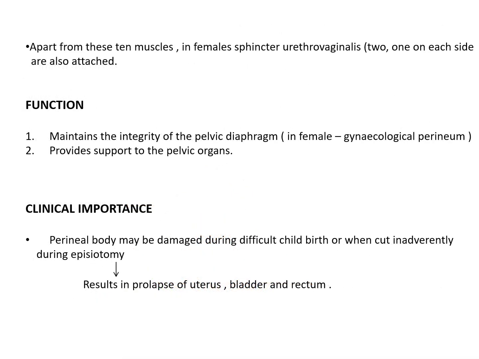Apart from these 10 muscles indicated in the males, in females the sphincter urethrovaginalis is also attached, 2 in number, 1 on each side. The function of the perineal body is that it maintains the integrity of the pelvic diaphragm. This function is very, very important in females, so it is called in females the gynecological perineum. It provides the support to the pelvic organs.